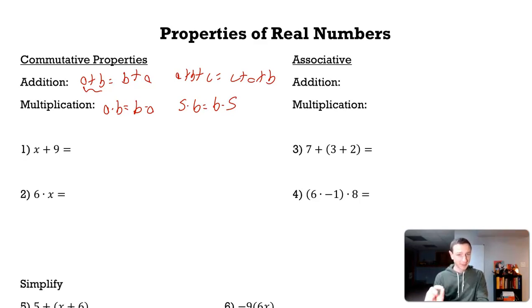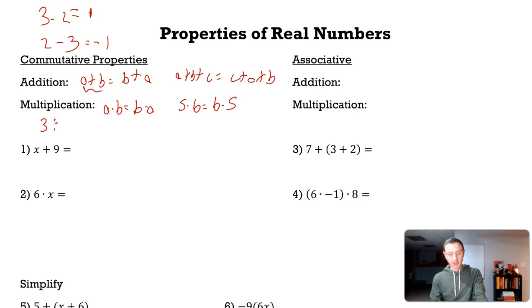Now that doesn't apply for subtraction. You can't do 3 minus 2 and that be the same thing as 2 minus 3. Not the same thing. 3 minus 2 is 1, where 2 minus 3 is negative 1. Not the same answer. So we can't do that for subtraction. Same thing with division. You can't do 3 divided by 6 and that's equivalent to 6 divided by 3. That's not true. Those are not equivalent. So we don't have the commutative properties for subtraction and division. It is only for addition and multiplication.